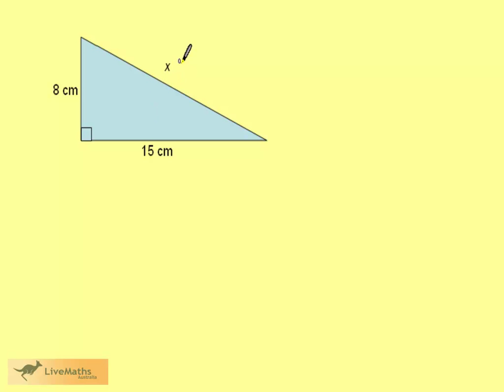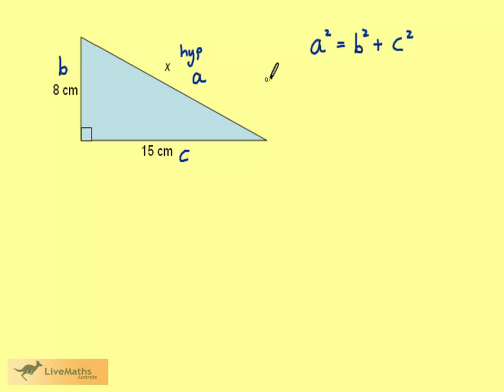We want to find x, which is the hypotenuse, or longest side, of this right-angled triangle. For a right-angled triangle, we can use Pythagoras' theorem. a squared is equal to b squared plus c squared, where a is always the length of the hypotenuse. So this is a, and we can call the shorter sides b and c.